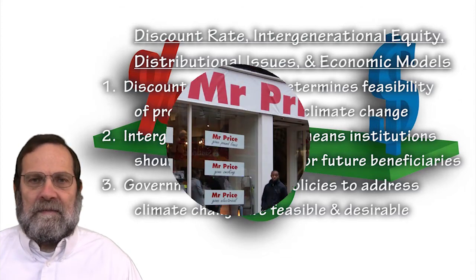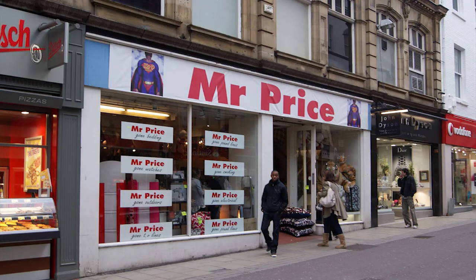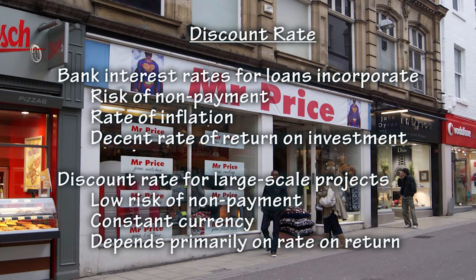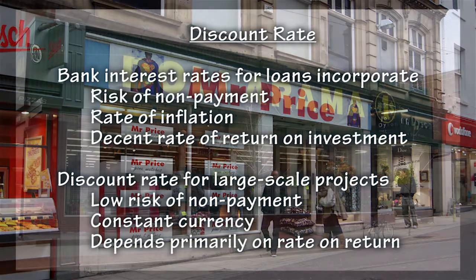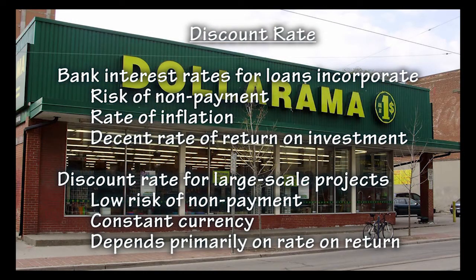A key parameter in any accounting of climate change economics is the discount rate. Banks lend money at interest rates that incorporate the risk of non-payment, the rate of inflation, and a decent rate of return. Government borrowing, however, carries a low risk of non-payment, and cost-benefit analyses of government projects ignore inflation because they calculate everything in terms of constant currency, such as 2012 US dollars. To convert values of future costs or benefits to present ones, governments use a different rate, most commonly called the discount rate, which depends primarily on the rate of return on investment.